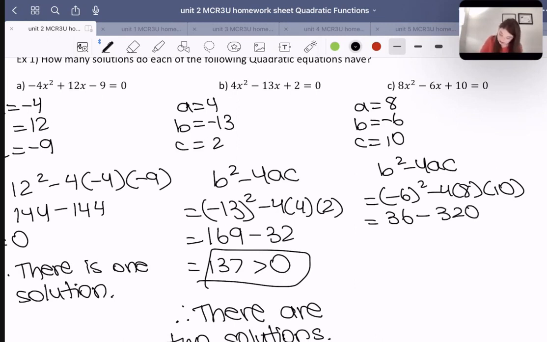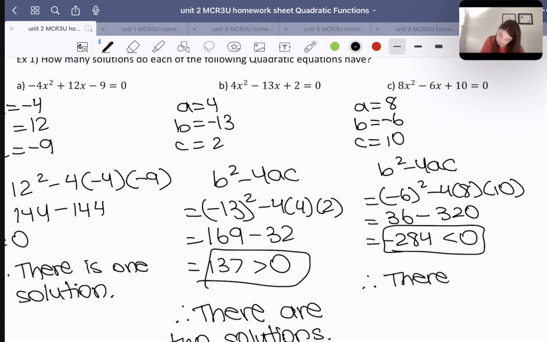Okay, yeah, that's a pretty big number there. So 36 minus 320 is certainly in the negatives. This is negative 284, which is certainly less than 0. So therefore, there are no solutions. And we're done. Good.